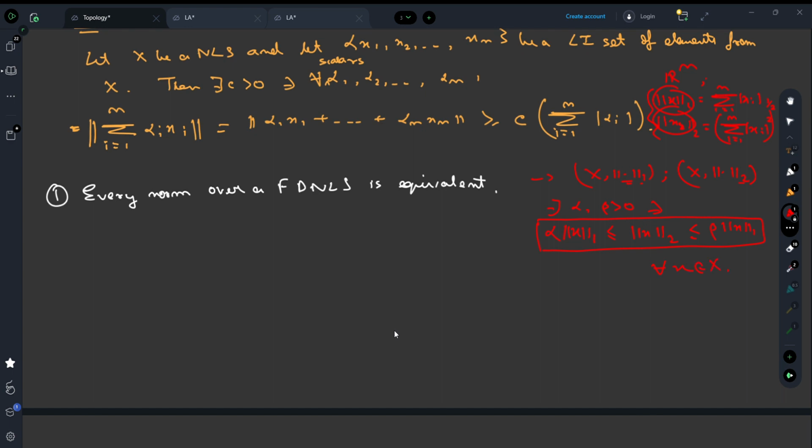In this case, we say norm 1 and norm 2 are equivalent if this happens for all vectors x. And what is the mathematical point of view of it? Equivalent norms induce the same topological structure.